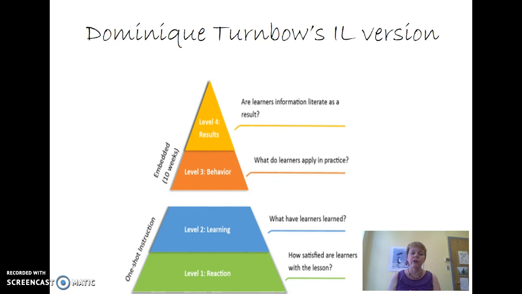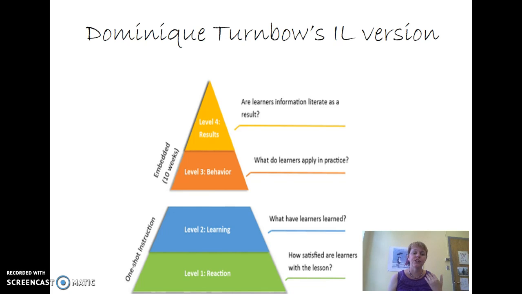And then level 4, results. In the Kirkpatrick model, it was about return on investment. Was it worth it to the company to pay for their employees to get trained? Did it pay off? Did they make more profits? And Dominique translates that to, are learners information literate as a result?